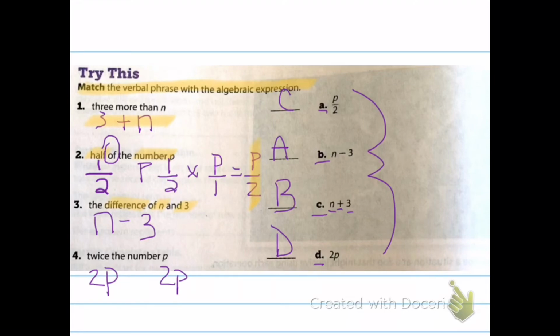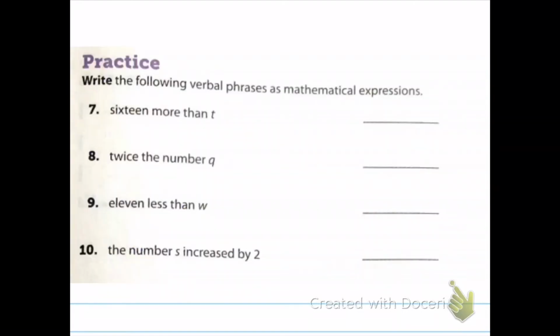Okay, let's try a few more. It says, write the following verbal phrases as mathematical expressions. So it's the same thing we just did, but there are no multiple choice answers. What we're going to do is read through here and come up with our own expression without any multiple choice answers to choose from. So number 7 says 16 more than T.